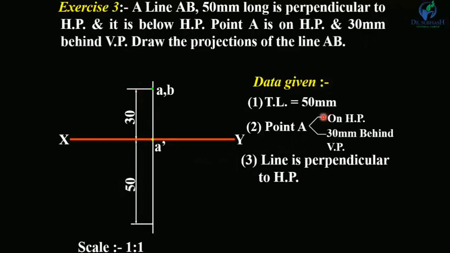And true length is 50 mm. So now from here, mark a point at a distance of 50 mm below XY. So B dash. A dash B dash is a front view and AB is a top view. So you can see line is perpendicular to HP. That's why its front view is perpendicular to XY line. And front view is equal to true length.